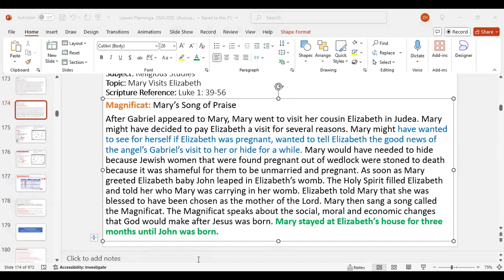Lamar, read this paragraph for me, please. Start from Magnificat. Magnificat, Mary's song of praise. After Gabriel appeared to Mary, Mary went to visit her cousin Elizabeth in Judea.